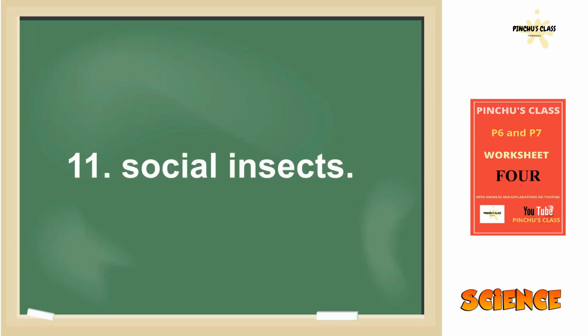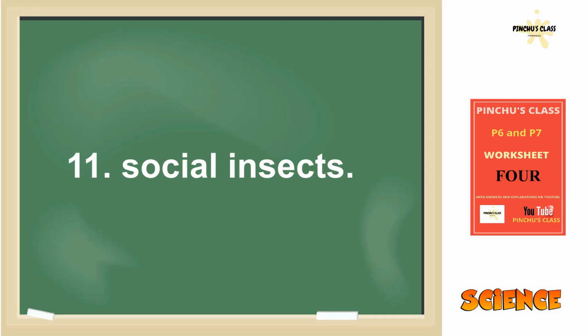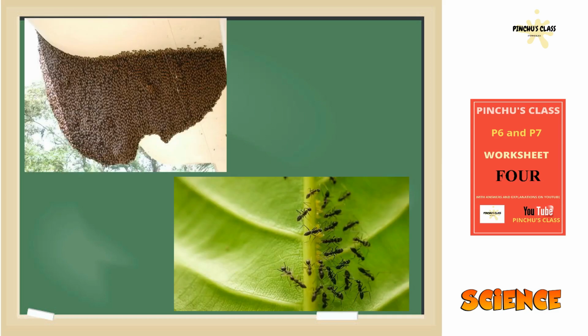Okay, let's go to number 11. Social insects is the term used to describe insects which live and work together. So actually, some of you should behave like social insects. I like social insects. You see, an ant is one of them.